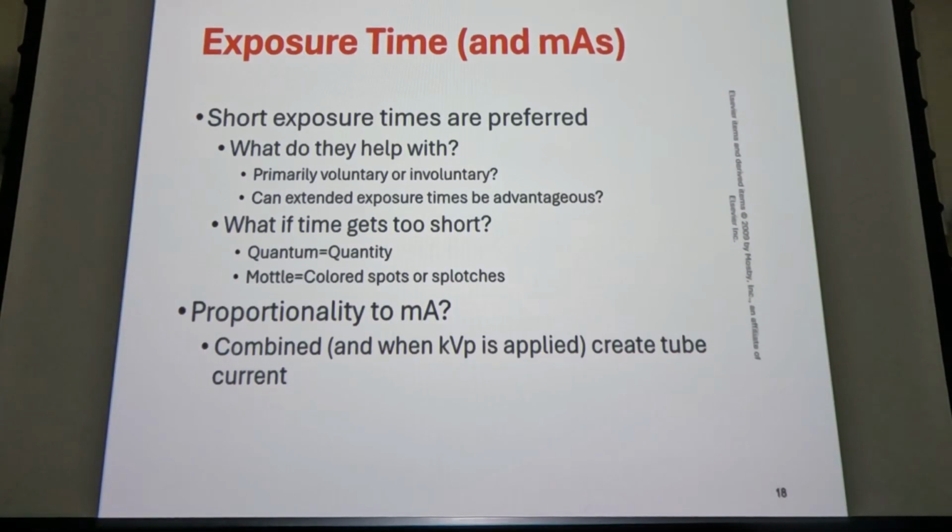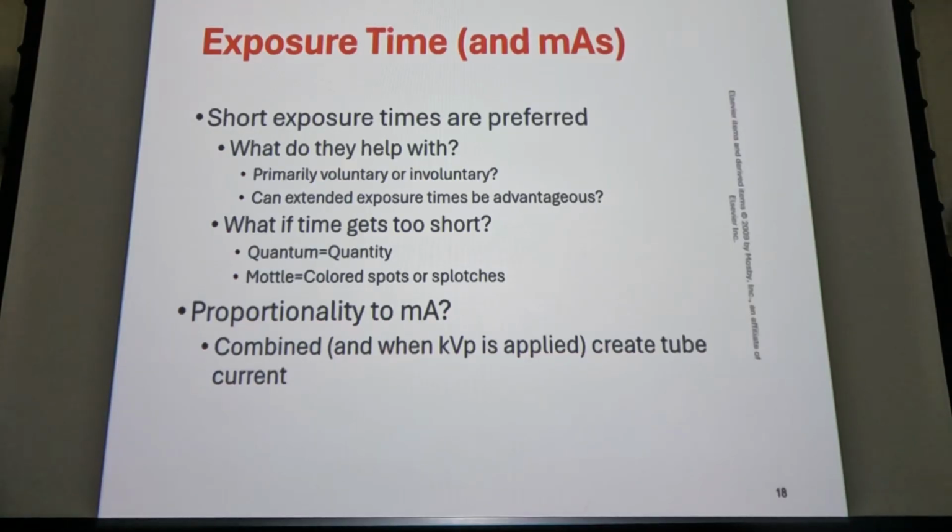So when we depress the exposure button, or the two-position button, we push it all the way down, then we get exposure. The electrons are now traveling across the tube. They're smacking into the anode, and they're creating X-rays.